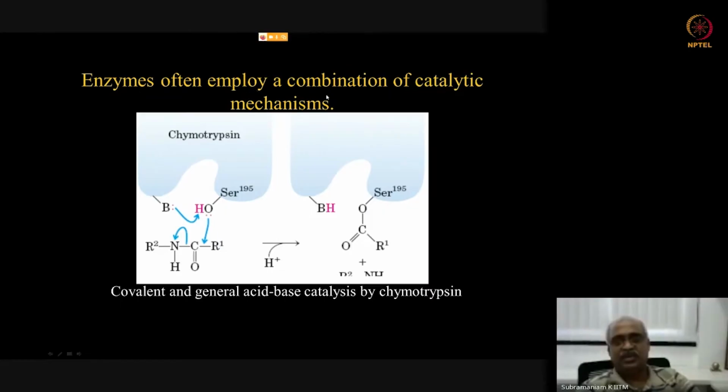So the main point here is that enzymes often employ a combination of catalytic mechanisms. So we have seen three catalytic mechanisms. One is general acid-base catalysis, where the active site group either donates or accepts a proton, and by doing that, it stabilizes an otherwise unstable intermediate. And the second one we saw is covalent catalysis, where a covalent bond is transferred from the substrate temporarily to an active site residue in the enzyme. And that is energetically more favorable than converting that directly into product. And then the third we saw is metal ions. So here is an example where we find the first two being used in a single reaction, but there are some enzymes where all three are used.